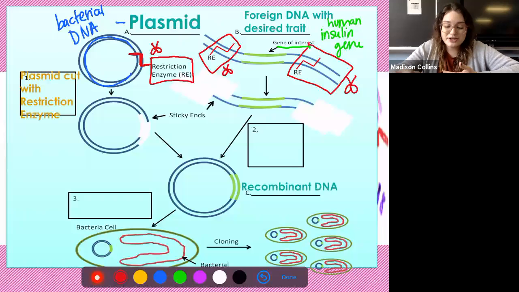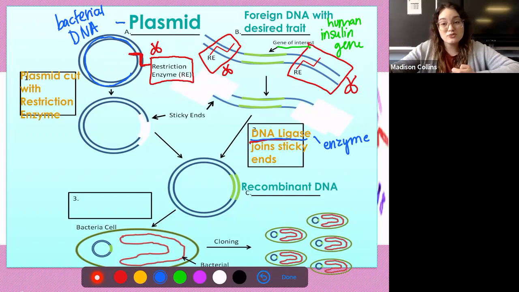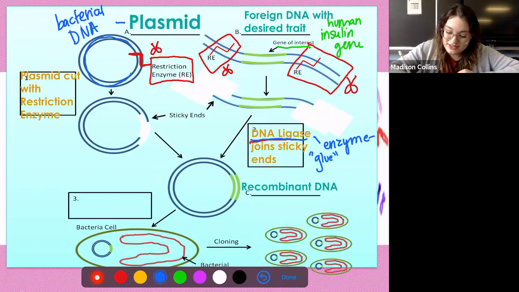So we actually have to bring in the help. Oh, my animations are out of order. That's okay. We're actually going to bring in the help of another enzyme called DNA ligase. Right? DNA ligase is an enzyme that basically acts as glue to seal together this human DNA with the bacterial DNA. Right? So this is glue that seals together the different DNA.